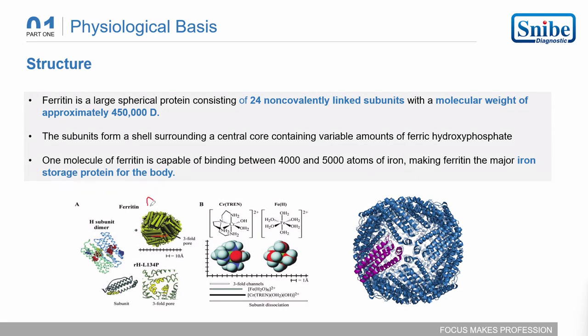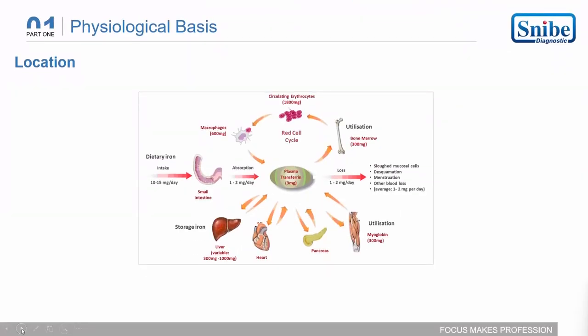This ferritin has threefold pores and H subunit dimers and subunit pores, which help to store 4,000 to 5,000 atoms of iron. So this is the biggest storage protein for the body, and it helps to store the iron for maintaining the blood oxygen, from the lungs to the different organs.